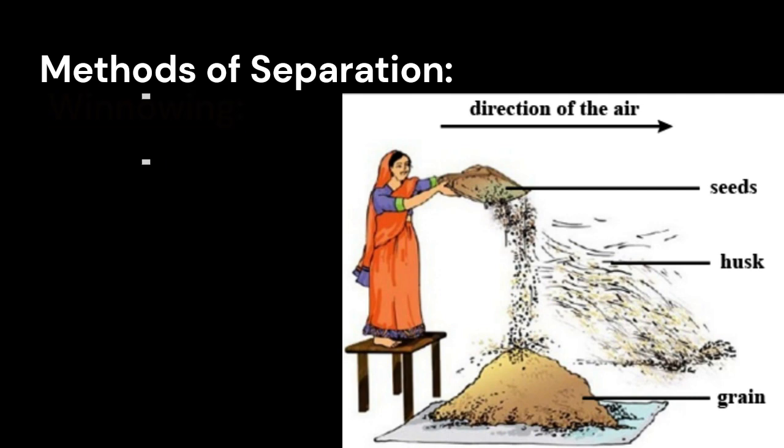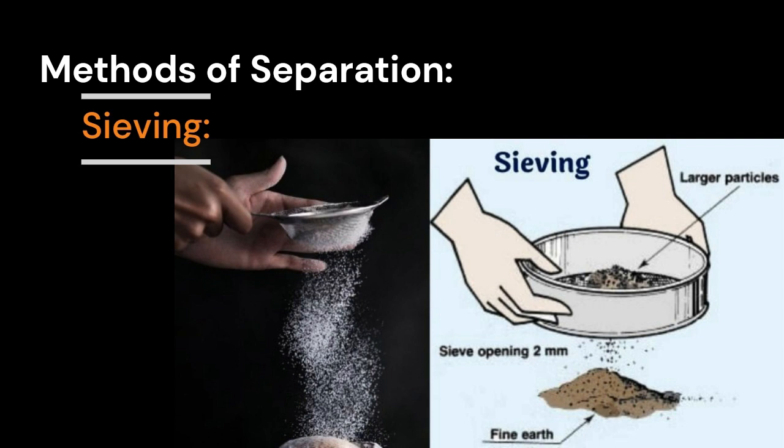The fourth method of separation is sieving. Sieving is a method used to separate components of a mixture based on their sizes. It involves passing the mixture through a sieve or a mesh with specific sized holes. For example, when preparing flour, a sieve is used to remove impurities and bran. Similarly, sieves are used at construction sites to separate pebbles and stones from sand.